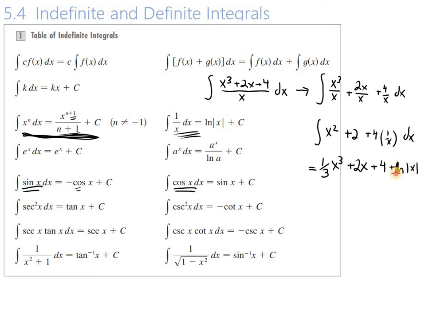And formally, each one of these 3 things got a plus c on it. But we can combine all 3 of those plus c's and just put 1 plus c on the end. And it looks like I wrote a little plus right there, which is not true. It's 4 times the natural log of x, just like it was 4 times 1 over x. A constant multiple just sits there when you do a derivative, and it also just sits there when you do an integral to go back the other direction.